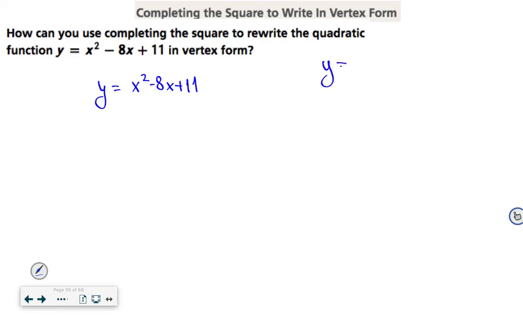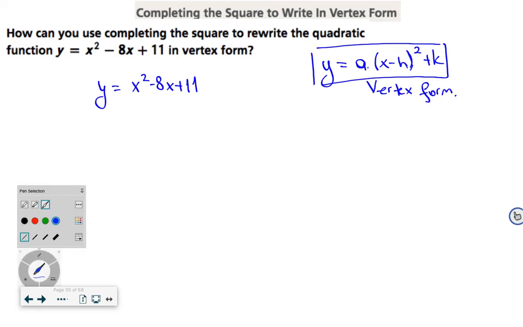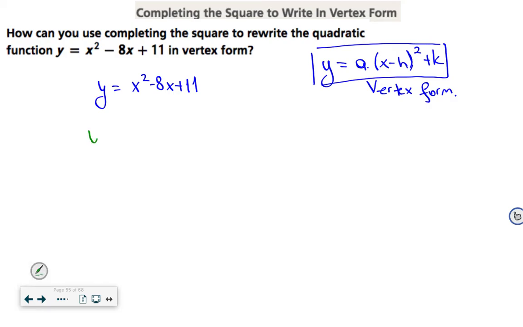Vertex form is y is equal to a times (x minus h) squared plus k. This is vertex form. Now, what am I going to do? To be able to write this, ladies and gentlemen, this is what we are going to do. y is equal to x squared minus 8x plus, there's a number over here, I don't know what number that is, plus 11.